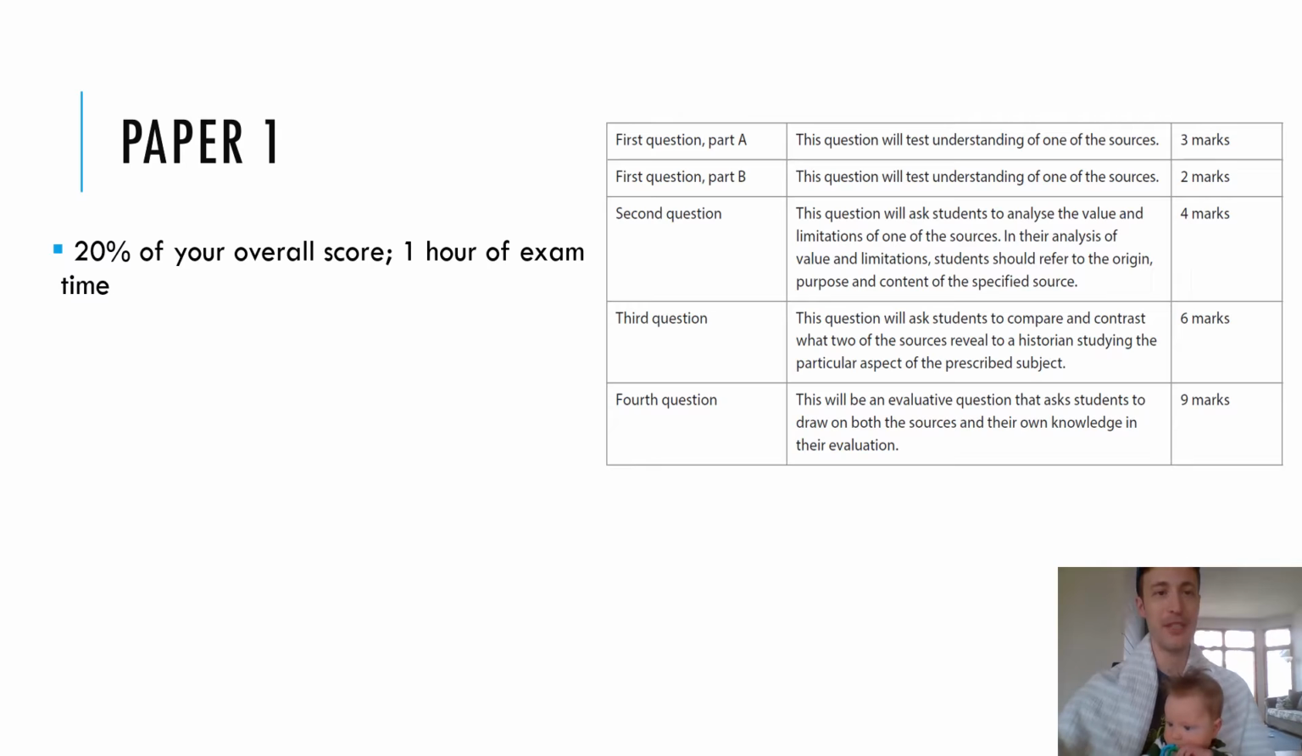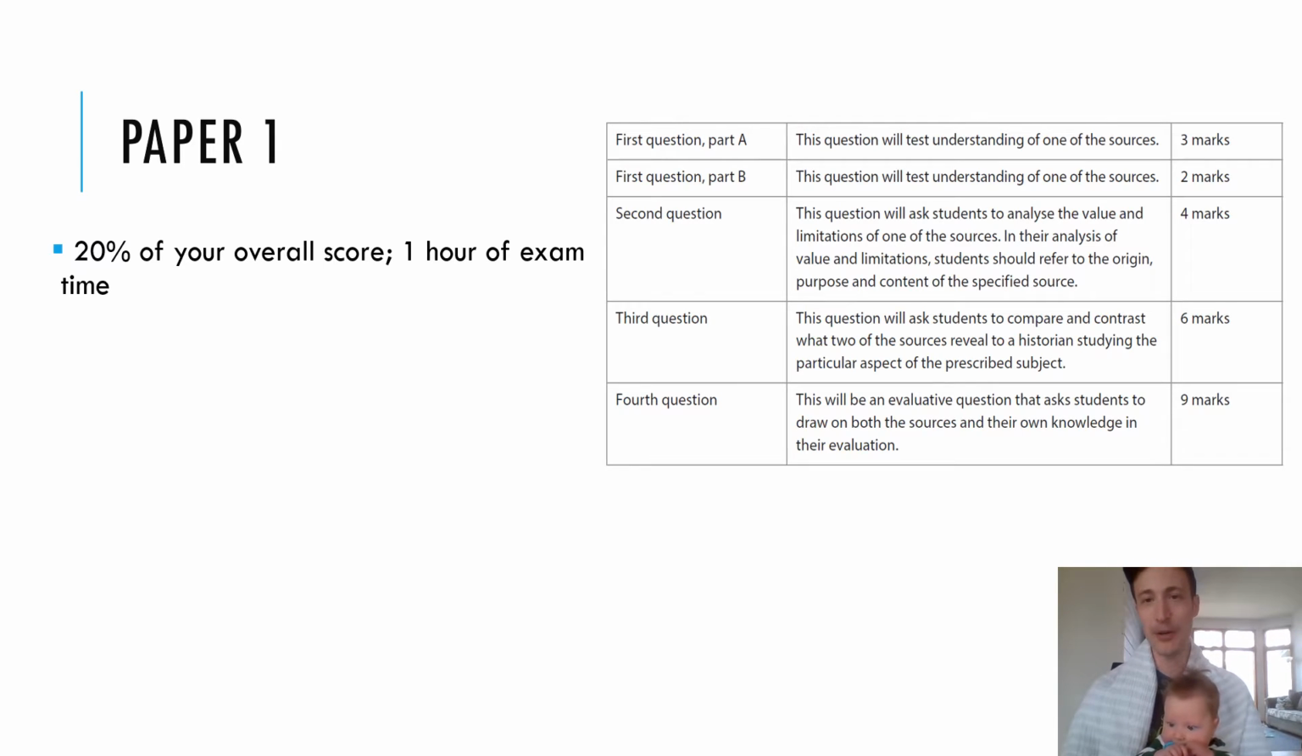Let's talk about Paper 1. Paper 1 is 20% of your overall score, and it's 1 hour of exam time. It's the first thing that you do when you walk in and take the IB exam. I got the little outline right here about what each question is, but I was going to go through them separately. But you can take a look at that if you like.